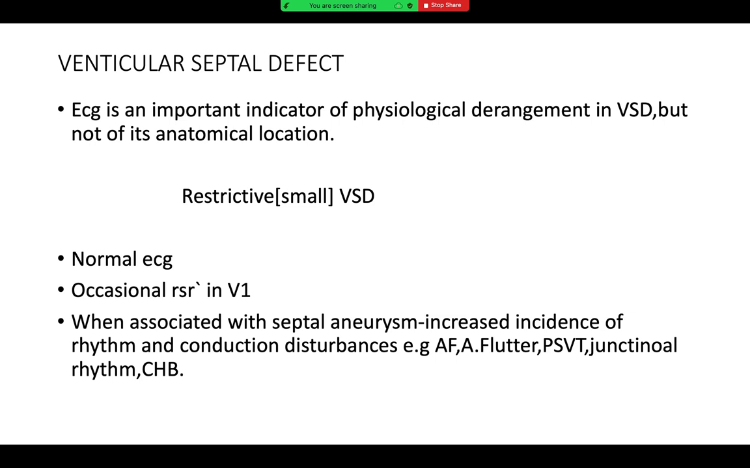If a patient has a restrictive VSD, most commonly it may even have a normal ECG, but in the V1 ECG you can notice an R dash pattern. And if it is associated with septal aneurysm, there can be increased incidence of rhythm and conduction disturbances. Is that okay?